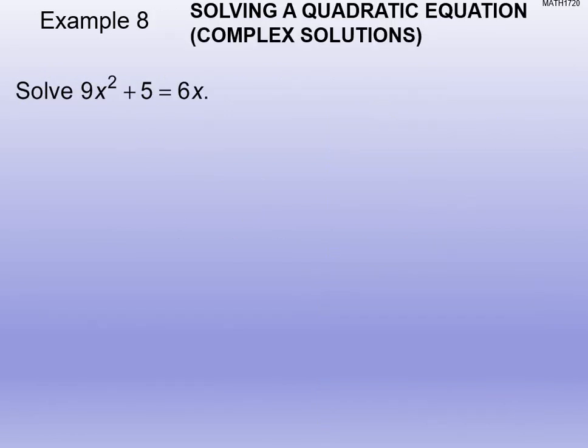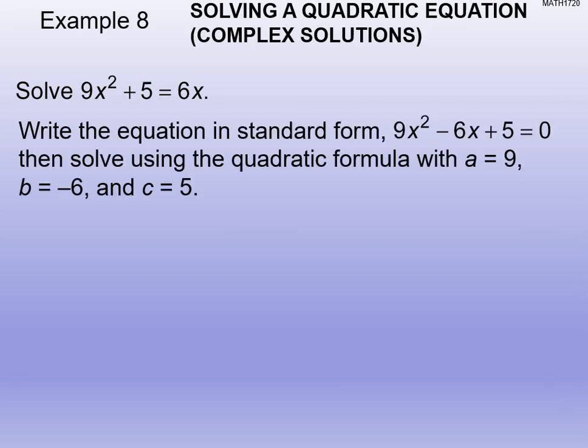Alright, solving a quadratic, this one. We have 9x squared plus 5 equals 6x. So we get all the variables on one side, set it equal to 0. We end up with 9x squared minus 6x plus 5 equals 0. Then we're going to solve with the quadratic formula.